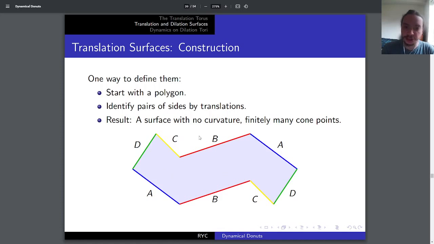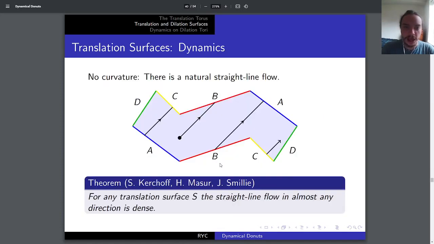So this is an example of a translation surface, and we can talk about the dynamics on a translation surface. So because there's no curvature, we still have a natural straight line flow, right? So we can still start at a point, and we still know what it means to move in a straight line. And moving in a straight line means we just move until we hit a wall, and then we go to the identified point. So this flow will keep going like this, and it'll keep going.